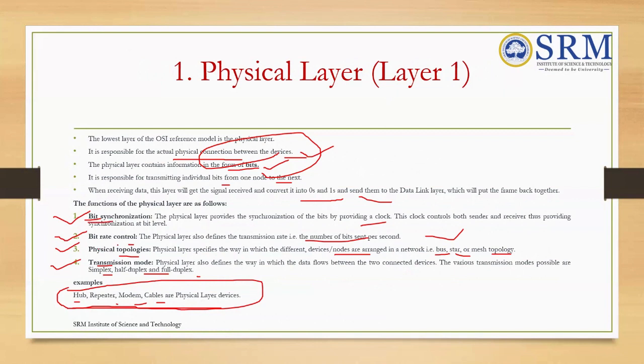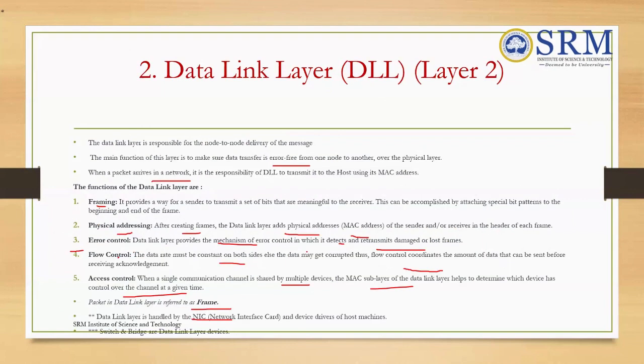Then we have to set whether it is one PC or whether it has to follow bus, star, or other topology, and which transmission mode you want to send: simplex mode, half duplex, or full duplex. And after deciding that, we are going into the data link layer.